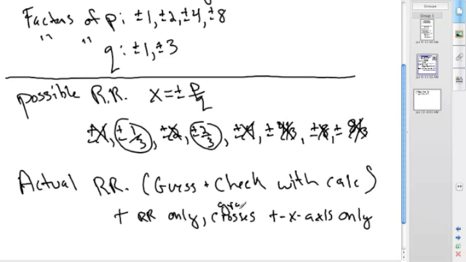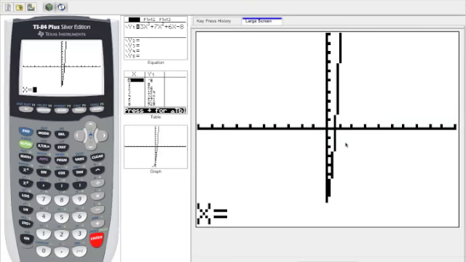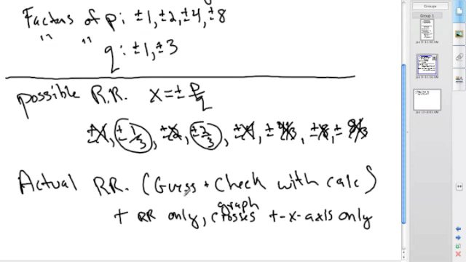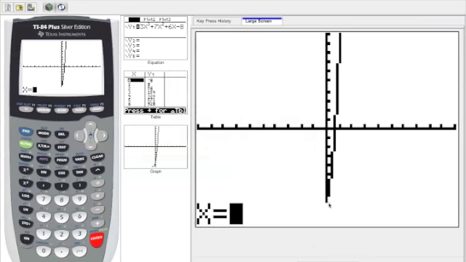I should say the graph does. And again, the graph crosses the positive x-axis. It's the only intercept that we see. Therefore, it's the positive root. So the only positive roots, we've got to check, are positive 1/3 and positive 2/3.